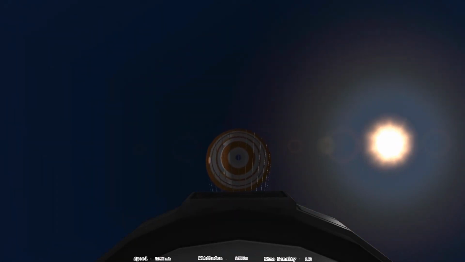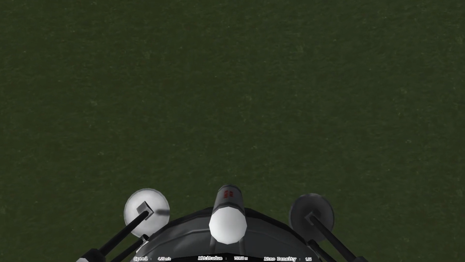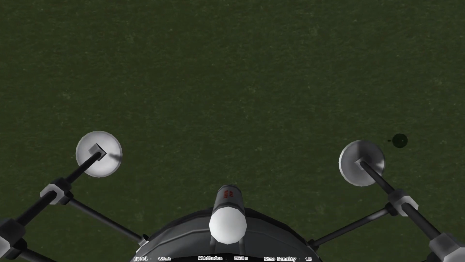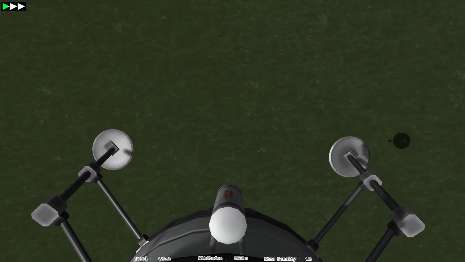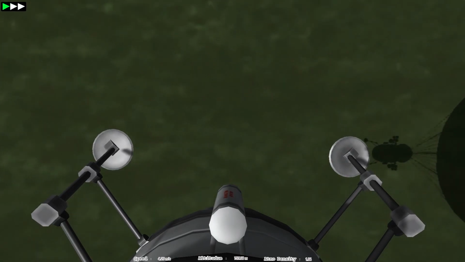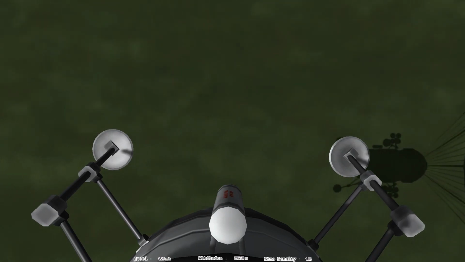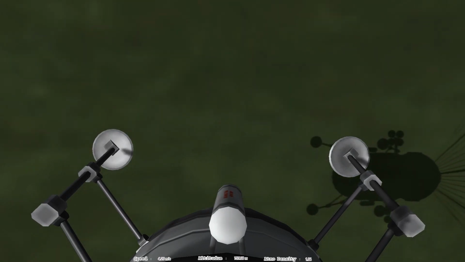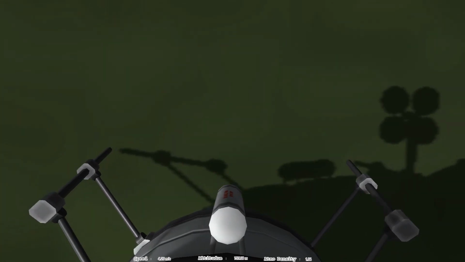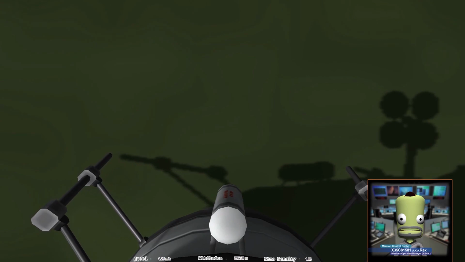We have successful chute deployment. Chute is fully open. Extending landing legs now. And we have safely landed.